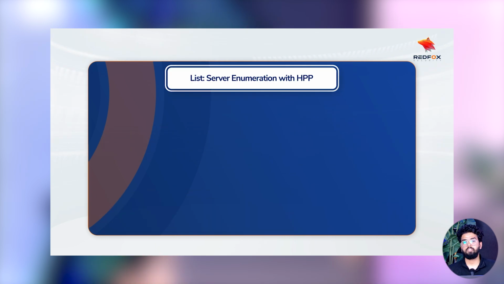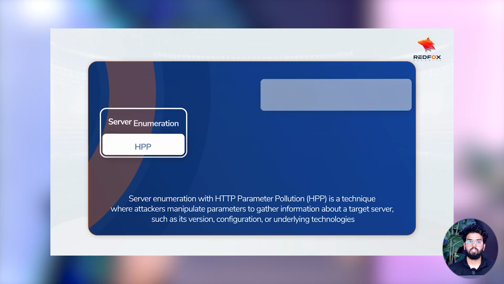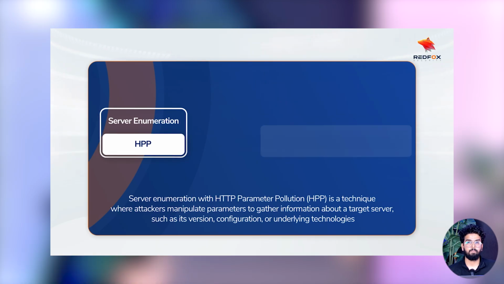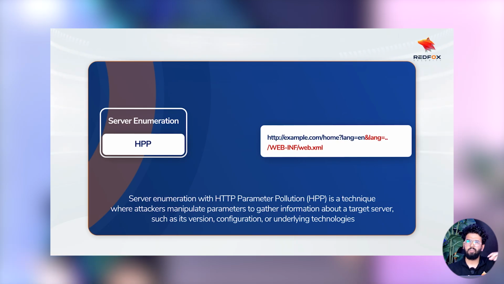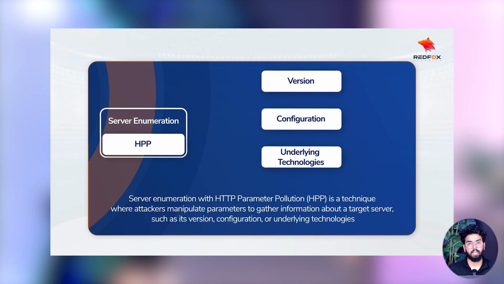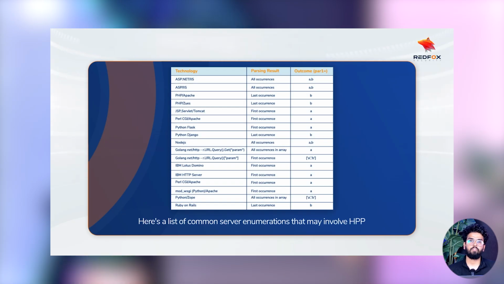List server enumeration with HPP. Server enumeration with HTTP parameter pollution is a technique where attackers manipulate parameters to gather information about a target server, such as its version, configuration, or underlying technologies. Here's a list of common server enumerations that may involve HPP.